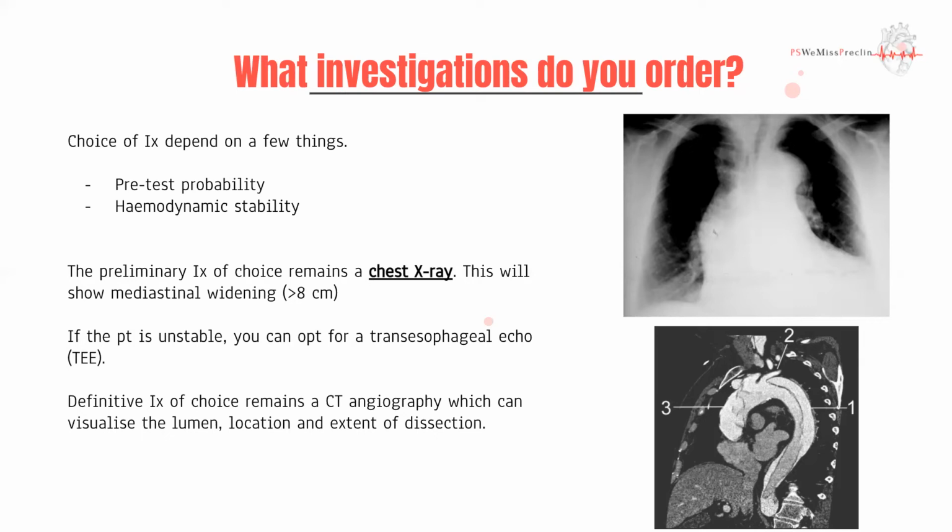The preliminary investigation for most cases is going to be a chest x-ray. This is primarily because most dissections tend to be in the ascending aorta, and those would be picked up in the chest x-ray. And what you would see with these cases would be widening of the mediastinal space. And as you can see, this is quite widened.